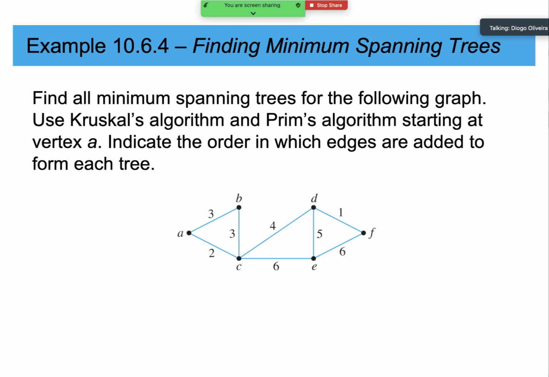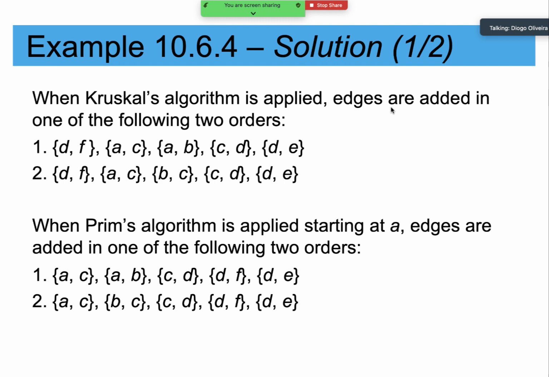Why do I want you to look at this graph here? I want to analyze with you this graph. Because again, I just want to highlight that either Kruskal's or Prim's, at the end, they will give you the same result. It's just the approach, okay? The algorithm is different, but you're gonna get the same result. So again, when Kruskal's algorithm is applied, edges are added in one of the following two orders. So you may have the possibility of DF, AC, AB, CD, DE. Those are the edges, right? But when you use Prim's, starting at vertex A, edges are added in one of the following two orders.